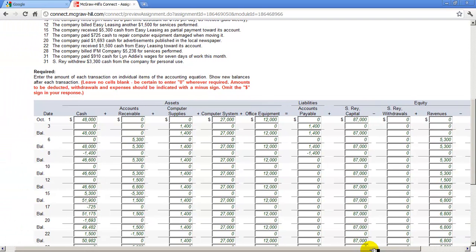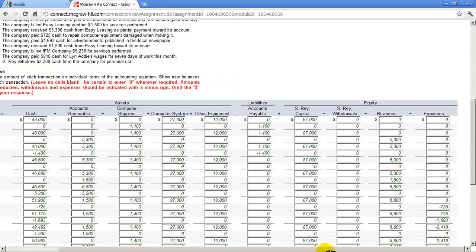Then we go down to the 20th. The company paid $1,693 cash for advertisements published in the local newspaper. So we'll reduce our cash by $1,693, and we'll come across and put that as an expense, which is going to be a minus under this expense column.